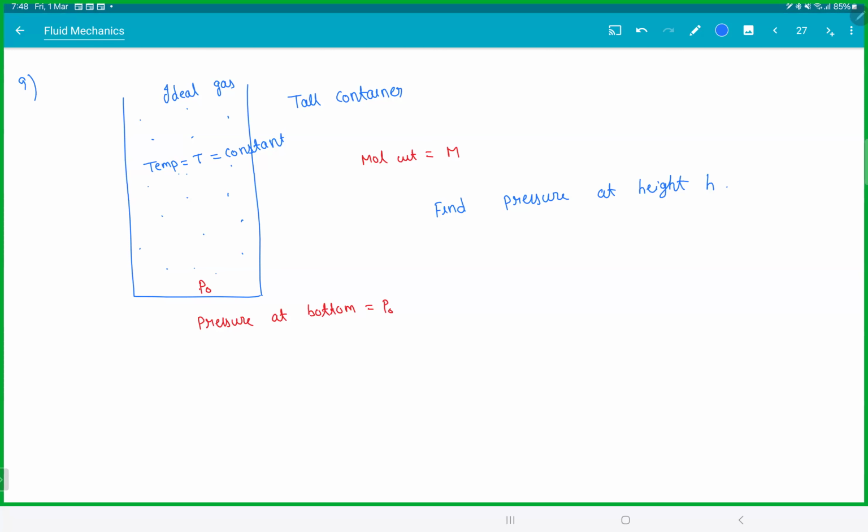Answer is in which form? In terms of P naught and h, whatever variables have been given. What did I give you here? I gave you P naught, capital M, T and h. Gravity is there. The weight of the gas above is compressing the gas below, so pressure and density both change. For some reason, we're assuming T is constant. Technically, even T changes, but let's not get into that.